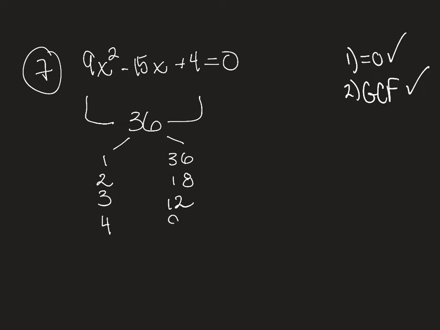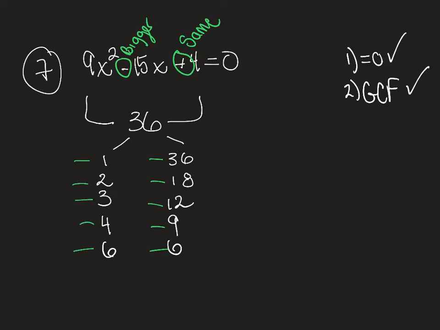4 and 9. 5 doesn't go in there, and then 6 and 6. Now we're going to check our signs. This one right here tells me the bigger one. So all of my bigger numbers, the ones on the bigger side that we listed in order, are going to be negatives. And this one tells me, because it's positive, that the signs on the other numbers are going to be the same. So negative, negative, negative, negative, negative.